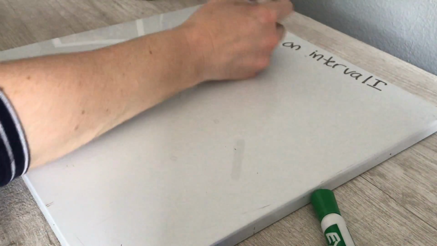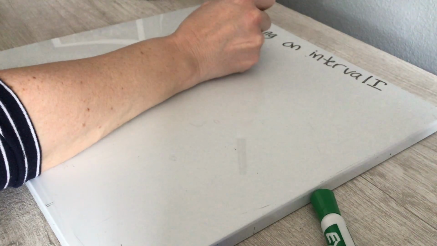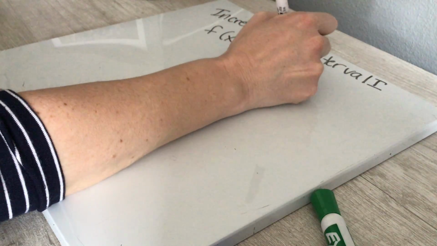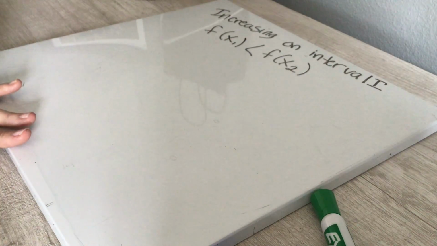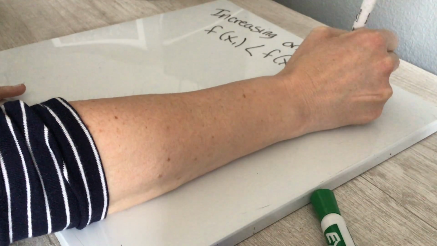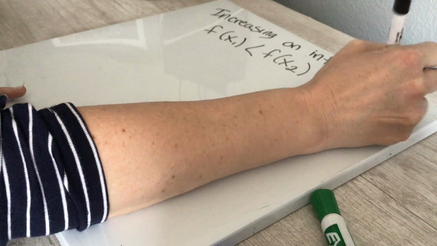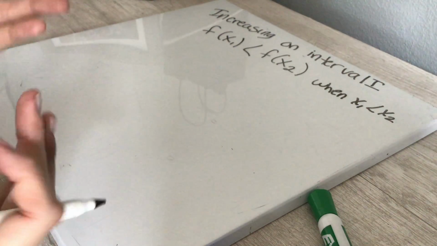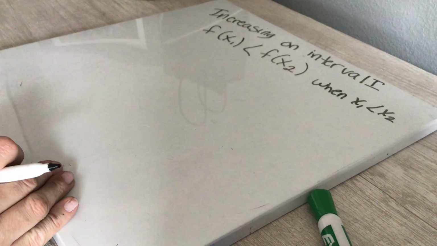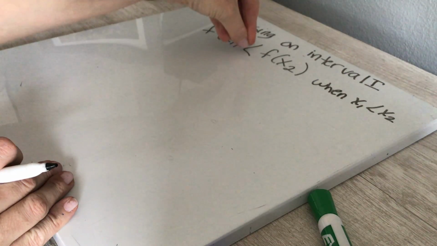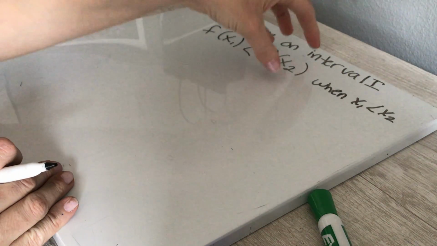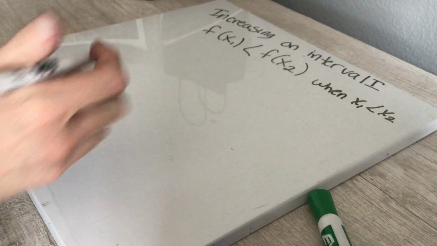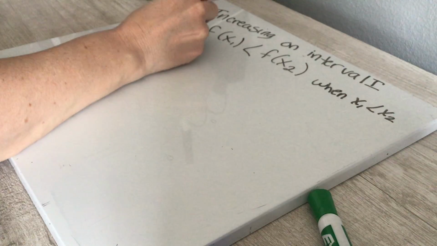If the function evaluated at the first value of x is less than the function evaluated at the second value of x whenever x1 is less than x2 in your interval, okay? It's just a way of saying the first y is smaller than the second y when the first x is smaller than the second x. Okay, and decreasing is just reversed.